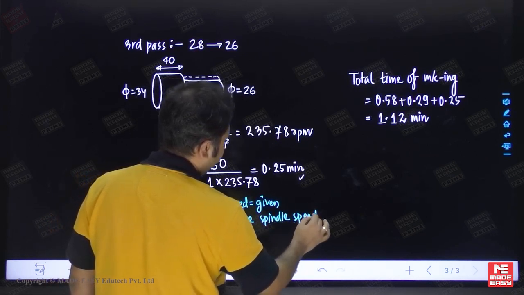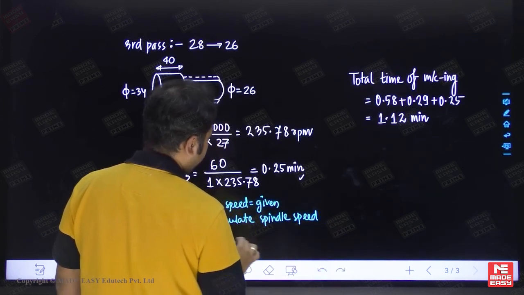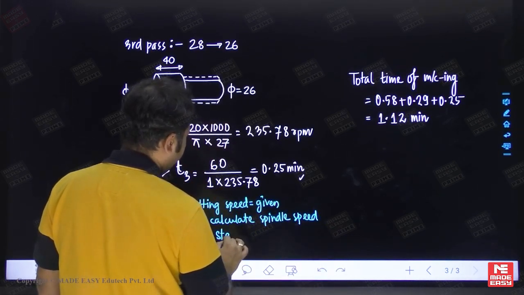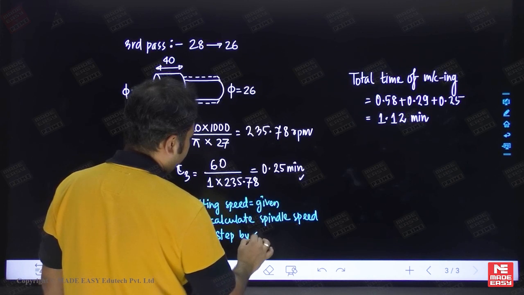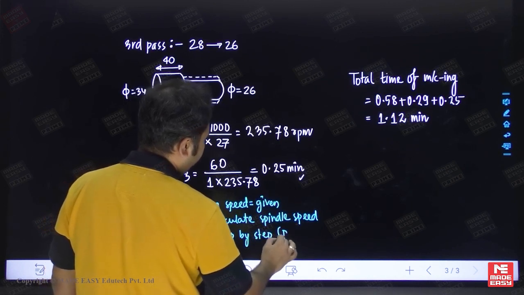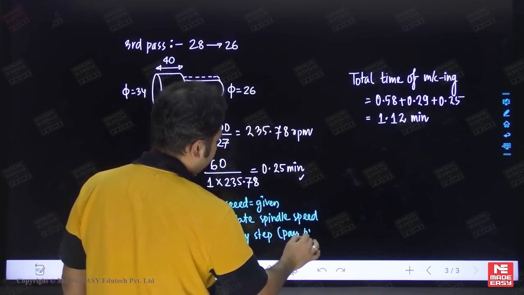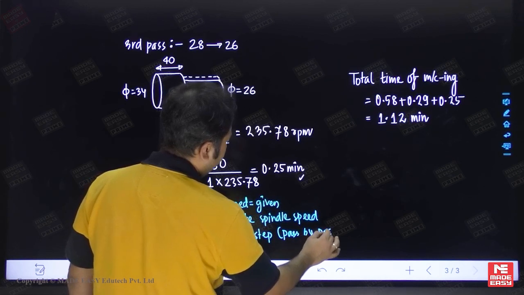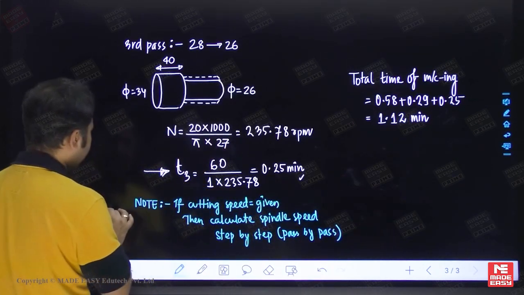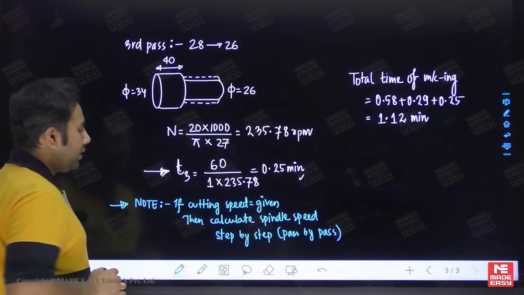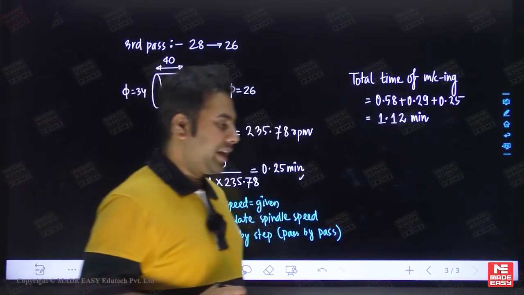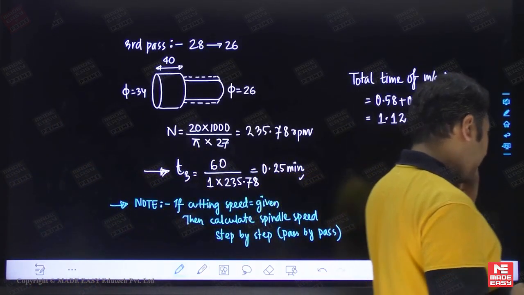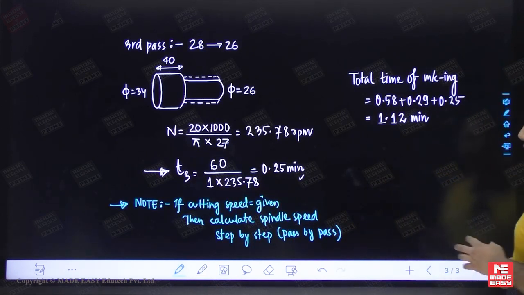Calculate spindle speed step by step, or we can say pass by pass. So we can calculate the spindle speed for every given pass if we have the cutting speed given in the question. So this is the point that we wanted to draw here.